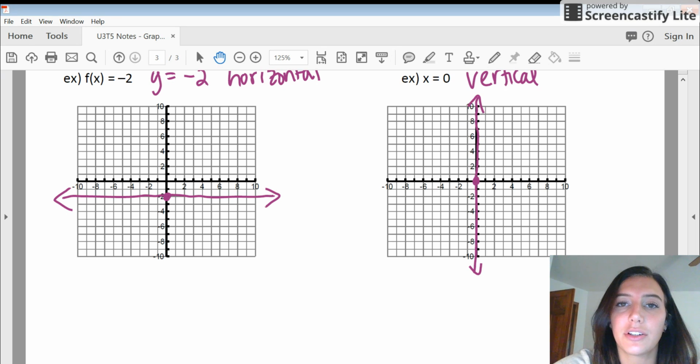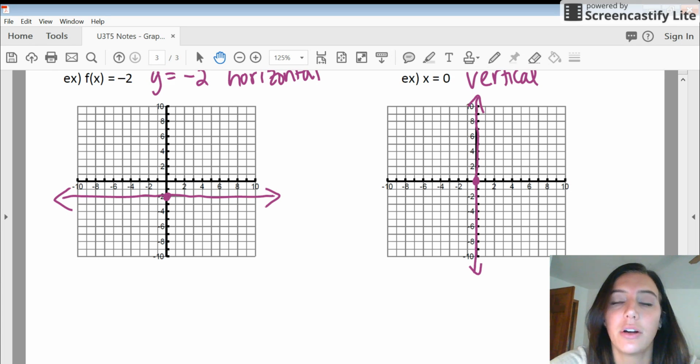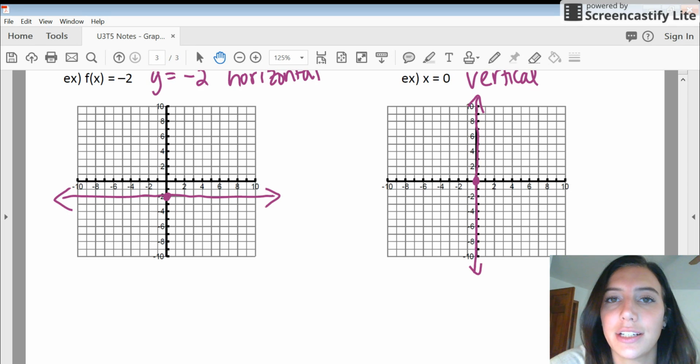Okay, so we've just learned about graphing equations from 3 new forms. We have standard form, where we find the x and y intercepts, horizontal form, which is our y equals equations, and then vertical form, which are the x equals equations. So your next task is to do the Unit 3 Target 5 homework worksheet 2.